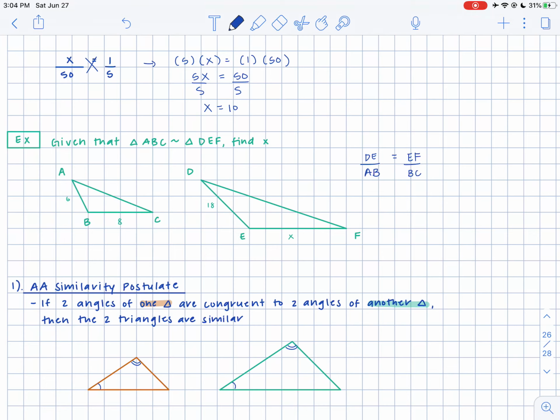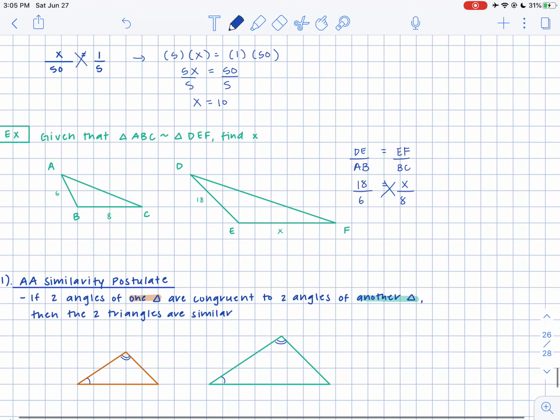So now we can fill in what we know. DE is 18, AB is 6, equals EF, which is x, our unknown, and BC is 8. Doesn't this equation look a lot like what we just went over up here? Yes, it does. So see how we took what we learned from last lesson and set up an expression so that we can solve for some unknown, some missing side.